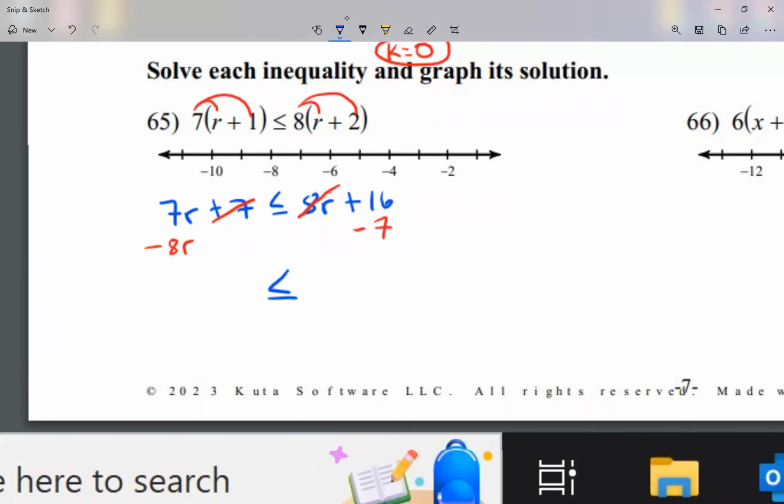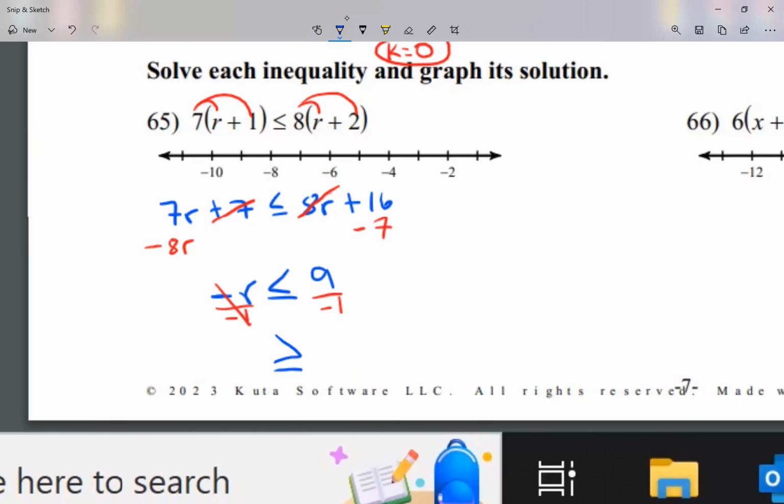On the left side, 7 minus 8, that's a negative 1r. So I'm just going to write it as a negative r, right? On the right side, positive 16, negative 7, that's a positive 9. Subtract, because the signs are different. Subtract, keep the sign of the large one. Now, let me divide by a negative 1, the number in front of r. I divided by a negative, so my inequality is going to flip.